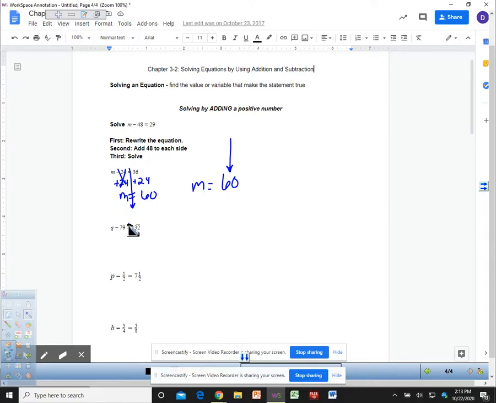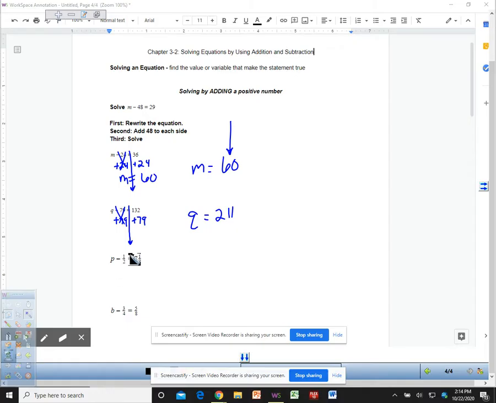Same thing on this next one. You're going to drop the anchor. And then you're going to add 79 to both sides because we got to get rid of that 79. So we got to add it here. Cancels out. So we're just left with q equals, and then 132 plus 79 gives me 211.